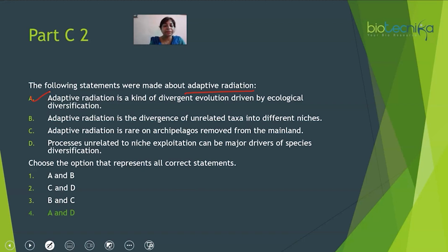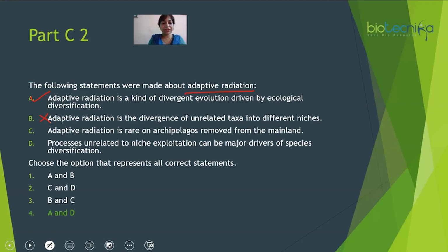A is correct. B, adaptive radiation is the divergence of unrelated taxa into different niches. Now that is wrong. It's not unrelated taxa. It's the same parental taxa that goes and explores different niches or different habitats, and because of that they evolved into different groups of species. Okay, so this statement B is wrong.